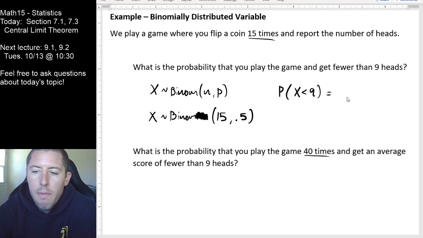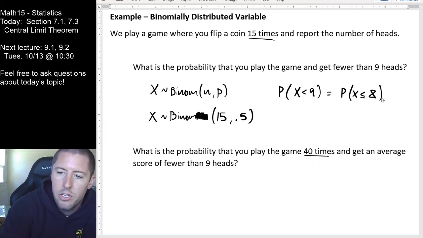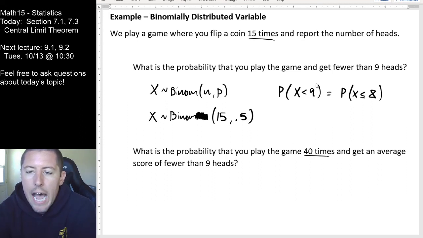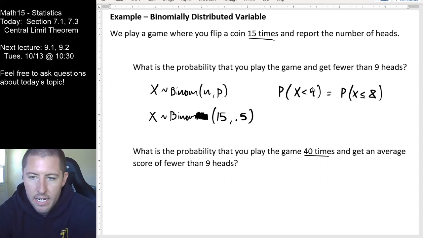I'm going to be smart and remember that with my discrete distribution here, this should really be less than or equal to 8, because I know that Excel does include my boundary of 8, so I need to include it. If I use 9 as my x value in Excel, it would really give me the probability that x is less than or equal to 9, not just less than 9.